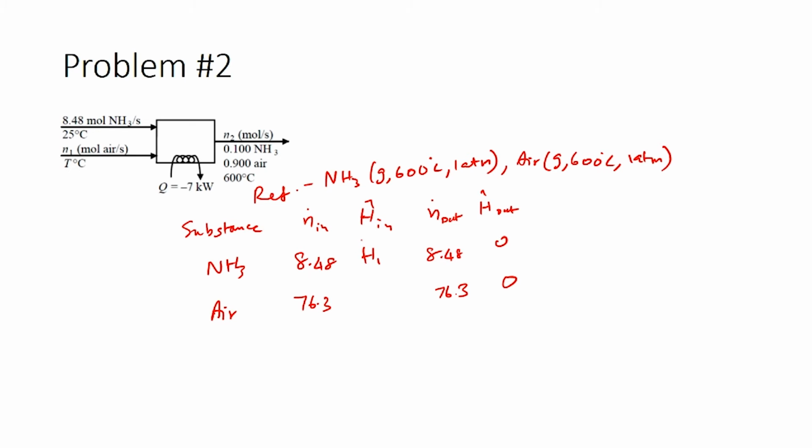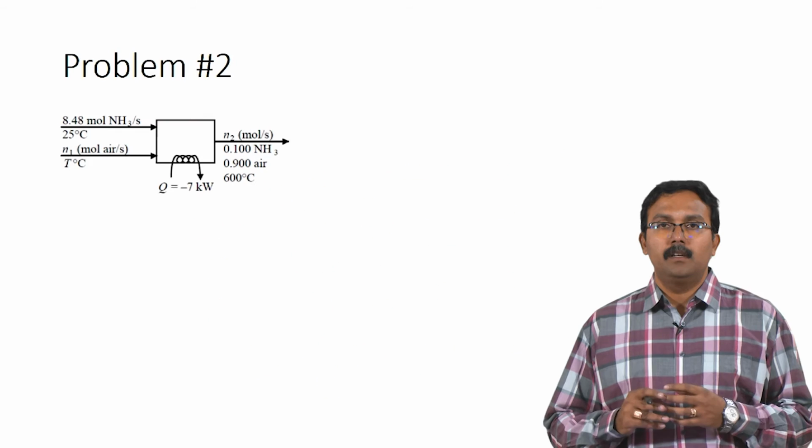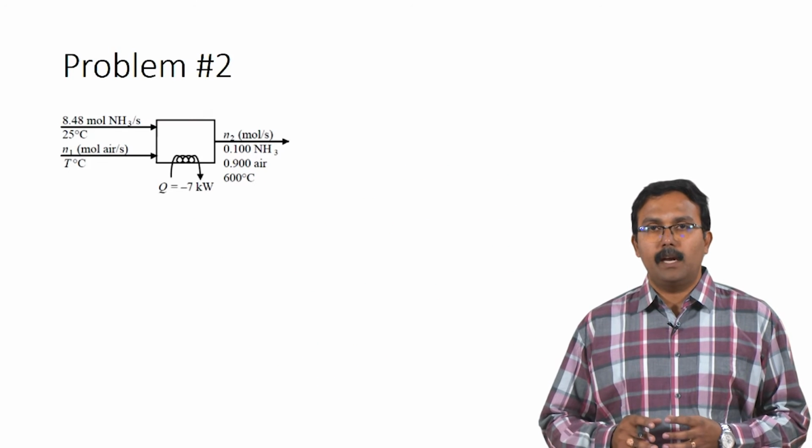So, you would have H1 cap and H2 cap. H1 cap would be equal to the integral from 600 degrees Celsius to 25 degrees Celsius of Cp of ammonia dT. This would be a numerical value which you can calculate. Using the Cp value of ammonia, this can be calculated as minus 25.62 kilojoules per mole.